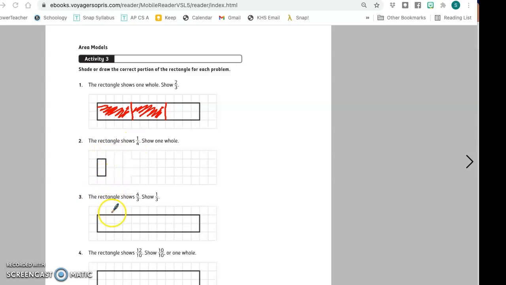Here, this rectangle shows 1/4. Well, what would the whole look like? Well, let's draw 3 more of those fourths. There's my whole: 1, 2, 3, 4 boxes. This rectangle shows 4/3, right? So how many total parts do I have here? Well, I have a total of 4 of them, and they're all showing thirds, right? So I need to split this into 4 even sections: 1, 2, 3, 4 even sections. These are all thirds, and it wants me to show 1/3 of it, so I'm just going to show 1/3 right here.